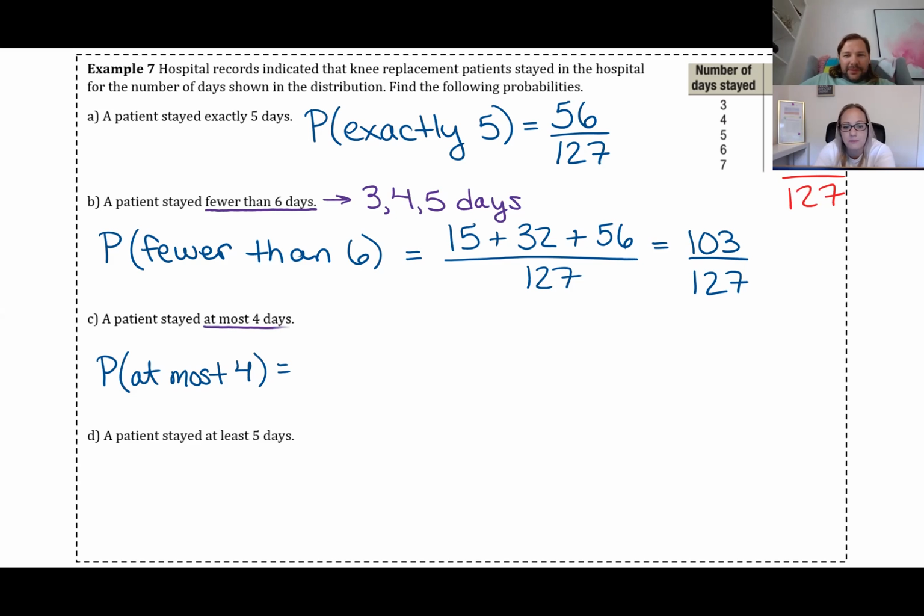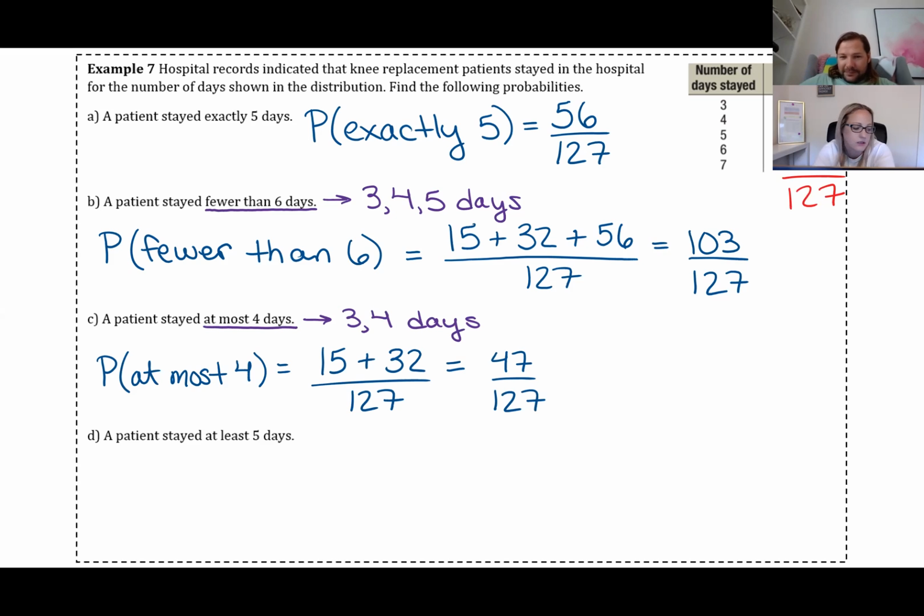So that means up to 4 and including 4. So 3 or 4. We'll add the frequencies for 3 and 4, so 15 and 32, put that over 127, so we get 47 over 127.